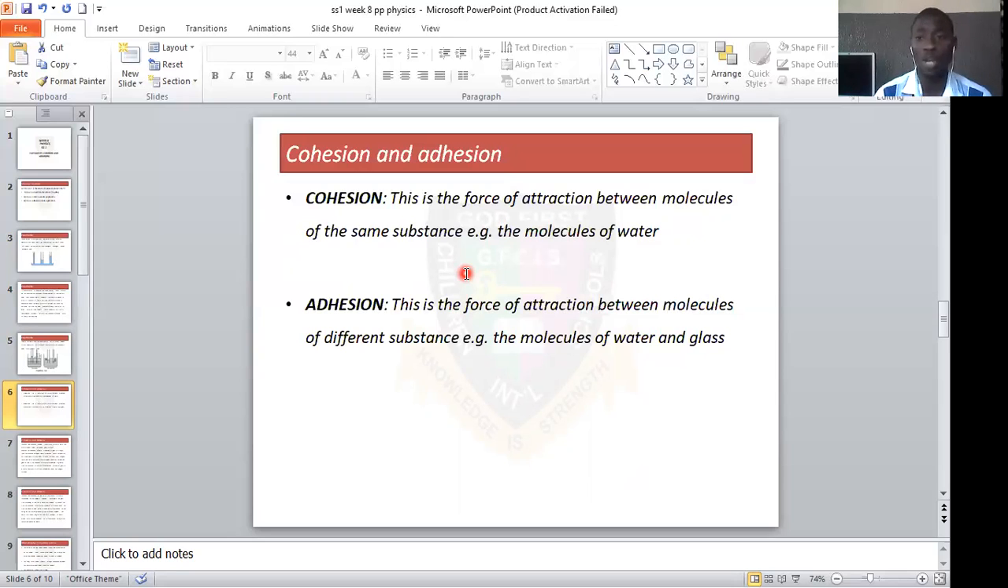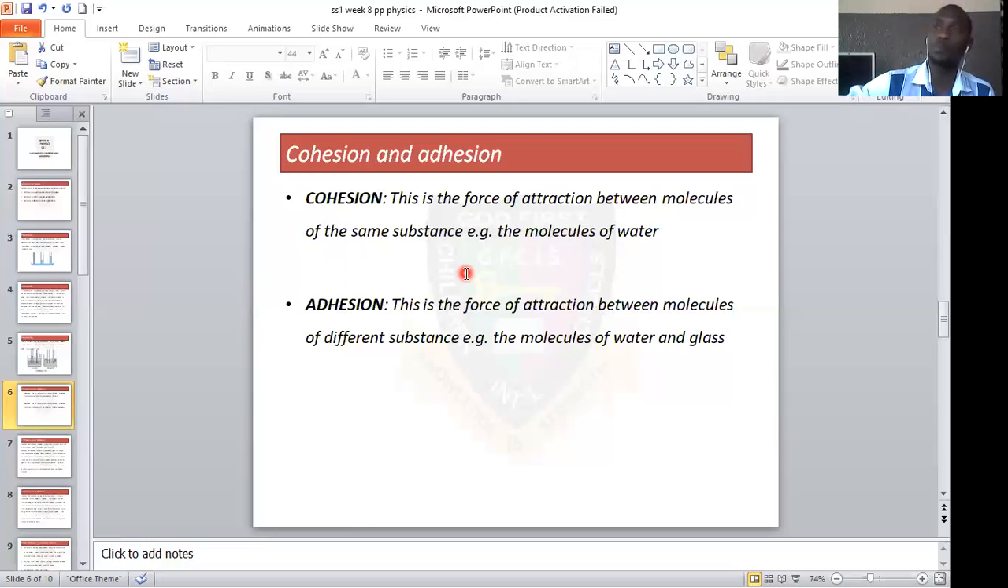For example, molecules of water tend to bind together. The force of attraction between molecules of water to stick together is called cohesion. While adhesion is the force of attraction between molecules of different substances, for example, molecules of water and that of glass.